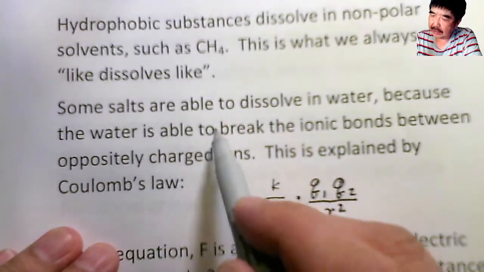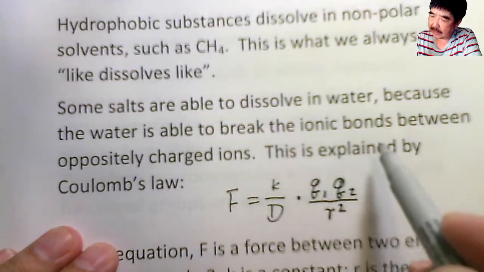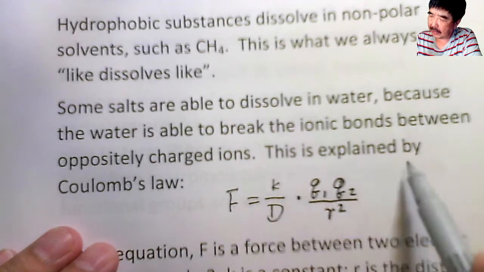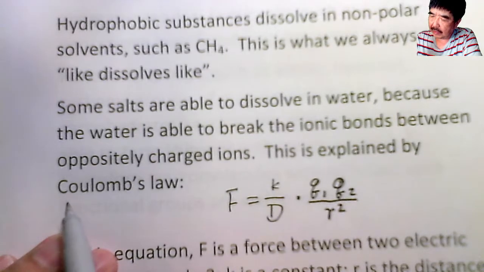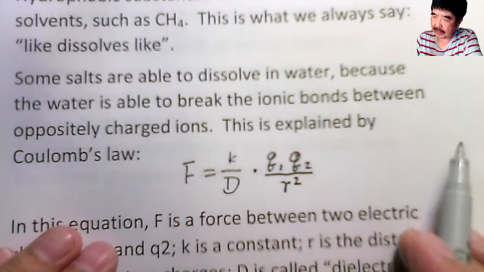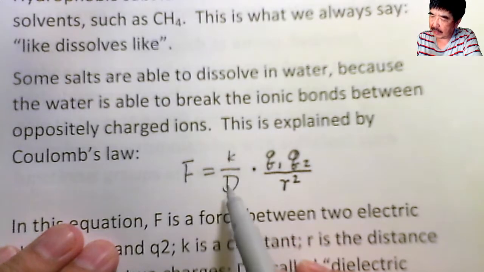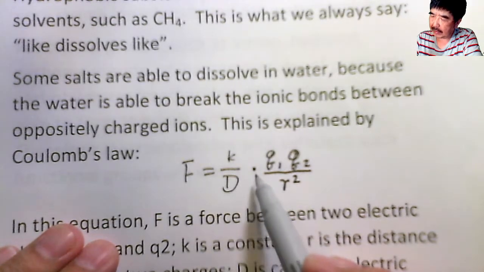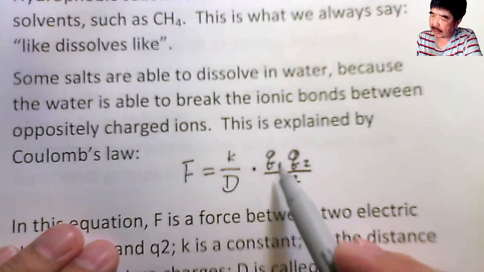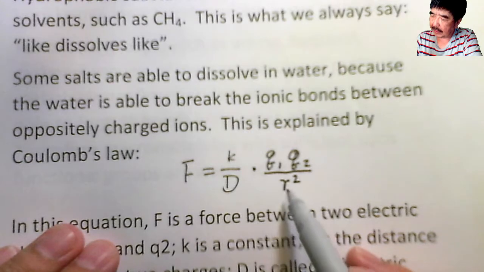Some salts are able to dissolve in water because the water is able to break ionic bonds between oppositely charged ions. This is explained by Coulomb's law. This is the equation: F equals k over D, multiplied by Q1 Q2, divided by R squared.